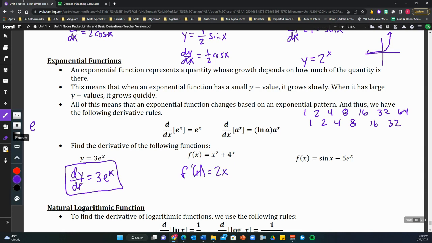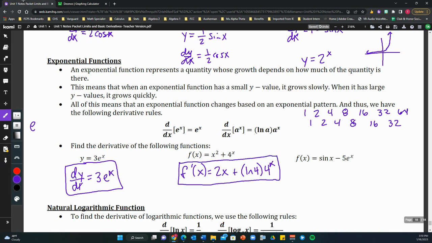4 to the x has a variable in the exponent, so that is an exponential function, not a power term. So this would be a non-base e. So I'm going to multiply by natural log of 4 because that's the base, and then multiply by the original function again. So that is the derivative of 4 to the x.